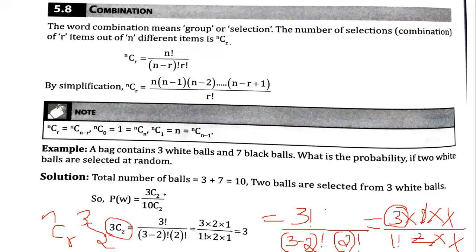What are the favorable number of cases? Out of 3 white balls, we are considering 2 white balls. And what are the total number of cases? We had 10 balls in the bag, 3 plus 7. Out of that, I am selecting 2 balls. Understood? So this will be the probability of selecting 2 white balls at random. Did you understand this part?